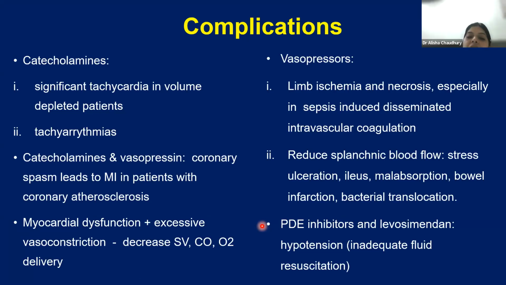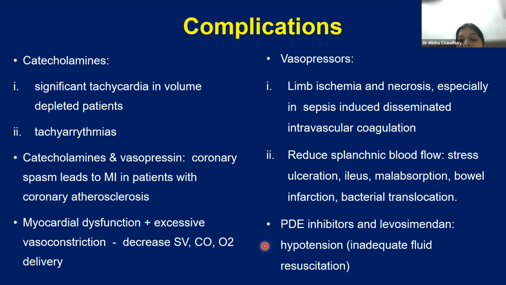The other issue with vasopressors is that you can develop limb ischemia and necrosis, especially when extravasation happens. It can cause splanchnic vasoconstriction. Splanchnic vasoconstriction was beneficial only in the case of cirrhosis, where splanchnic vasodilatation is present. But in other cases, such as septic shock or cardiogenic shock, very high doses of vasopressors can reduce splanchnic blood flow, and that can lead to visceral ischemia, as I was mentioning, with stress ulceration, malabsorption, and bowel infarction.